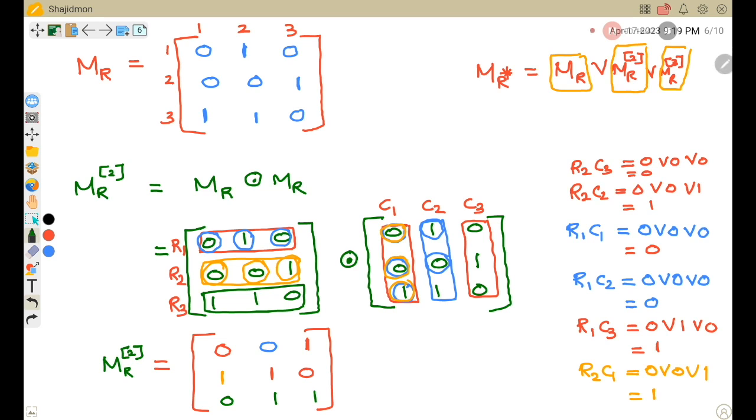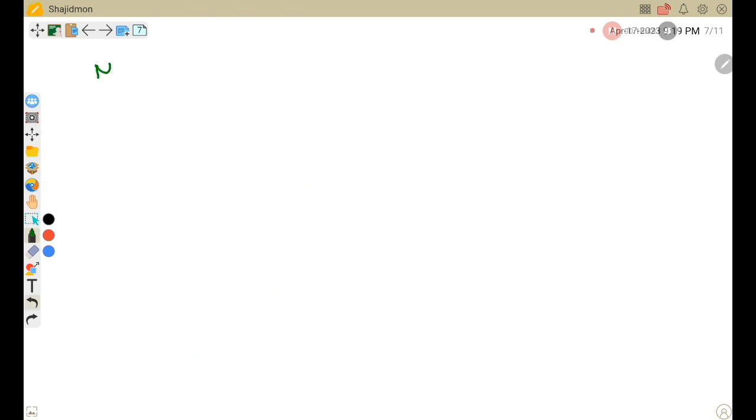Okay, so we can go to that now. MR power 3 matrix. Okay, so what is MR power 3? Actually MR power 2 matrix Boolean product with MR matrix, that is MR power 3. MR power 2 just now we got. So multiply that with MR. So we will get the MR power 3 matrix.